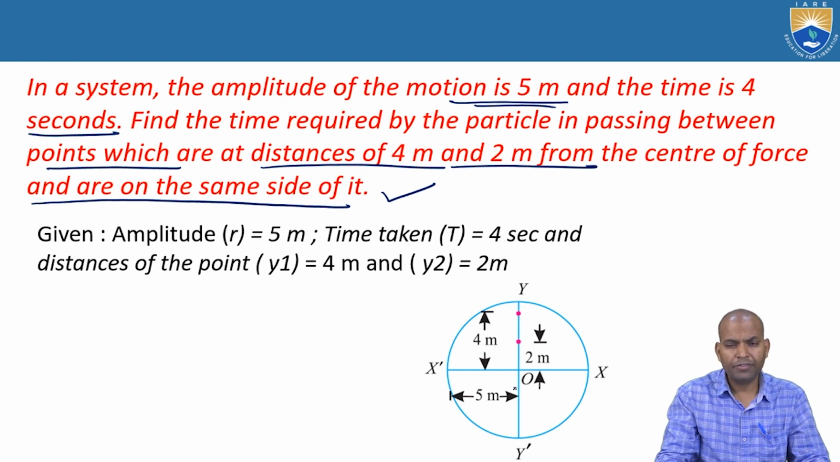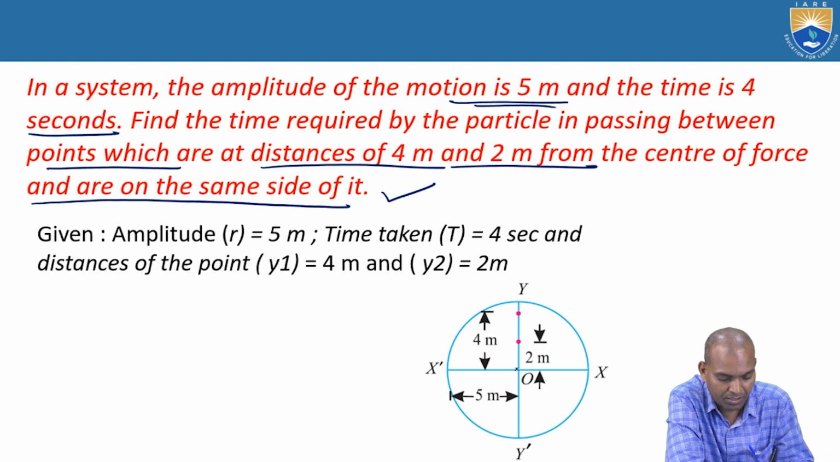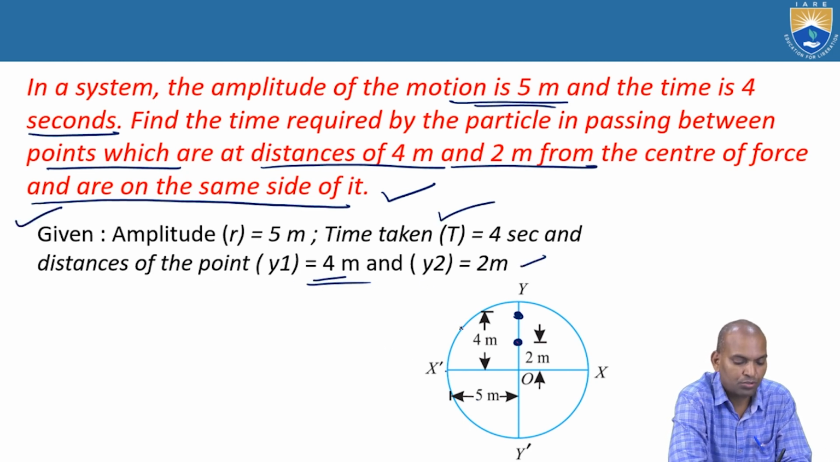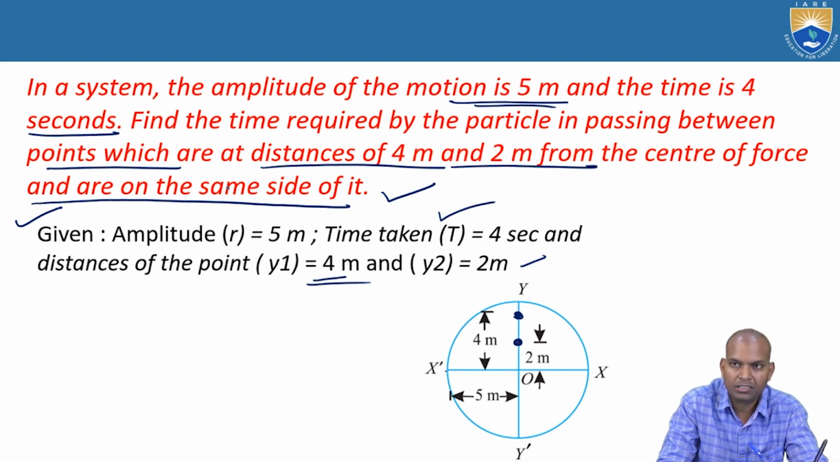Now, we are considering angular simple harmonic motion. Based on the data, the particle is at distances of 4 meters and 2 meters on the same side. The maximum amplitude R is 5 meters. Y1, Y2, and the time taken is 4 seconds, with 4 meters and 2 meters. What is to be found is the time required by the particle in passing between these 2 points.